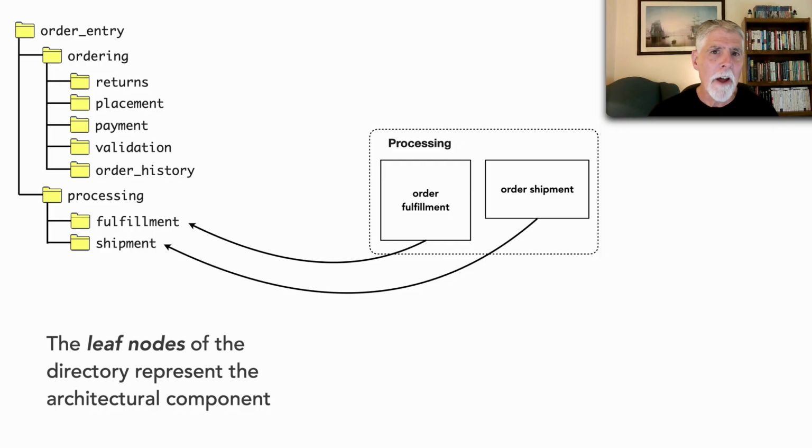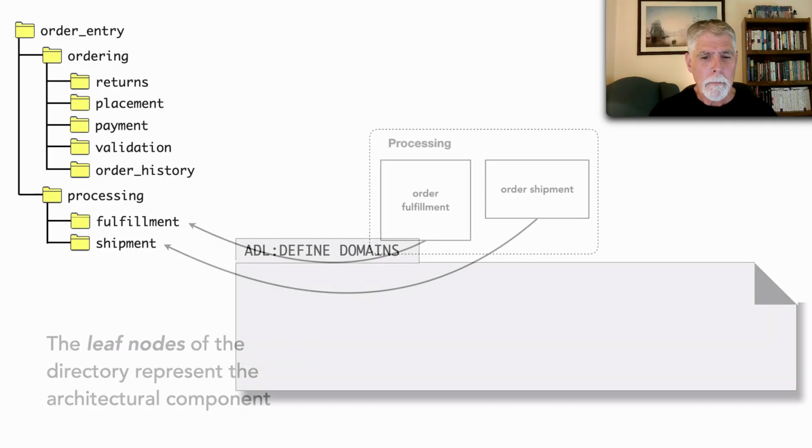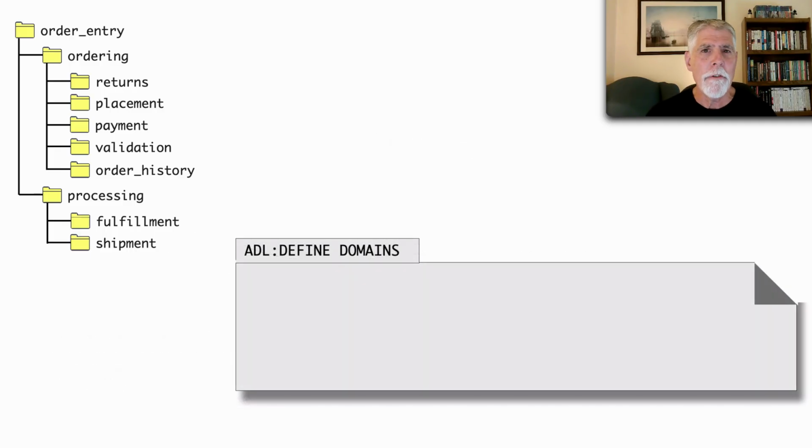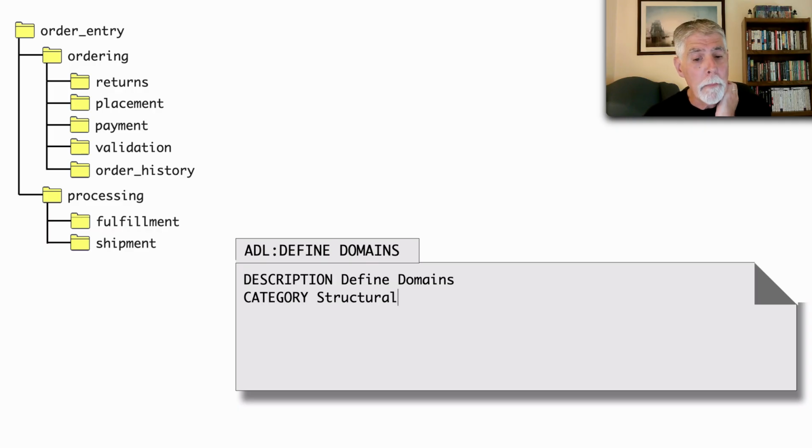Let's leverage this concept and take it one step further to be able to not only describe the structure of our system, but also to be able to govern that through executable code. So let's write an ADL to define the domains, for example. Here we have two, notice, ordering and processing, based on those higher level directories. So what I'm going to do is add a description here, define domains. And under there, I'm going to put the category of this, which is a structural type of architecture definition.